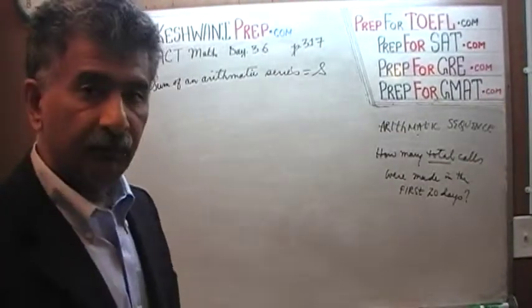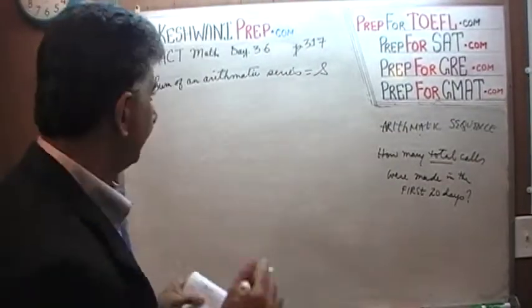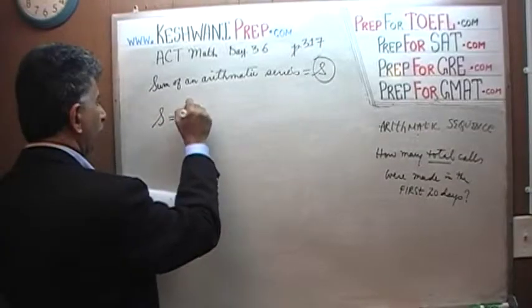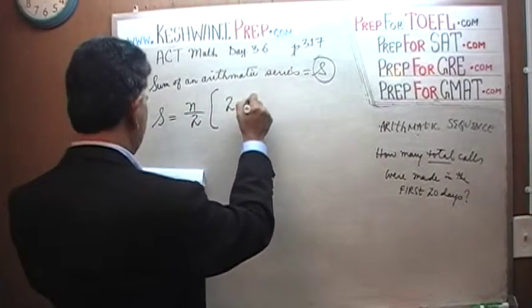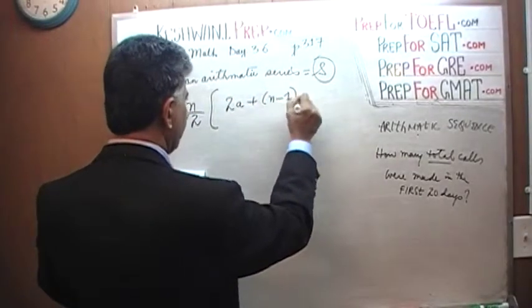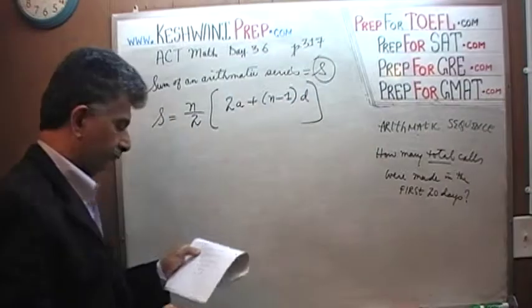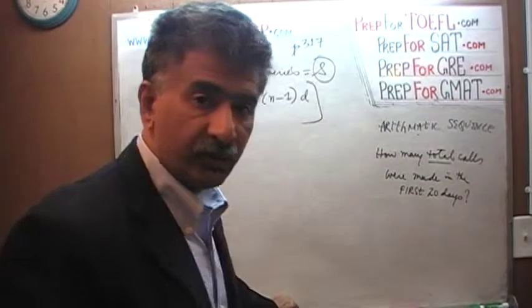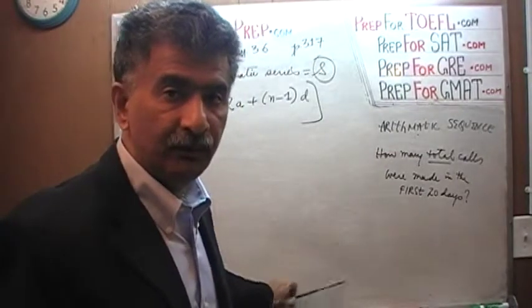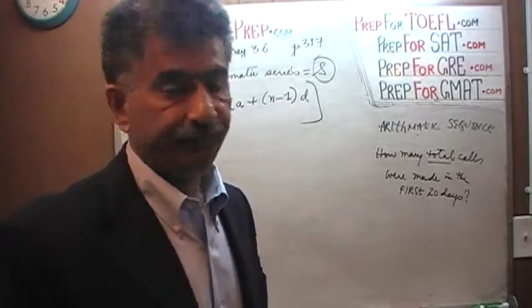So the sum of the arithmetic series, we're calling it S, is equal to n over 2 times 2a plus n minus 1 times d. That's it. If you happen to know this formula, it's very simple, very straightforward. All we have to do is plug in the values of the different variables, and we're done.